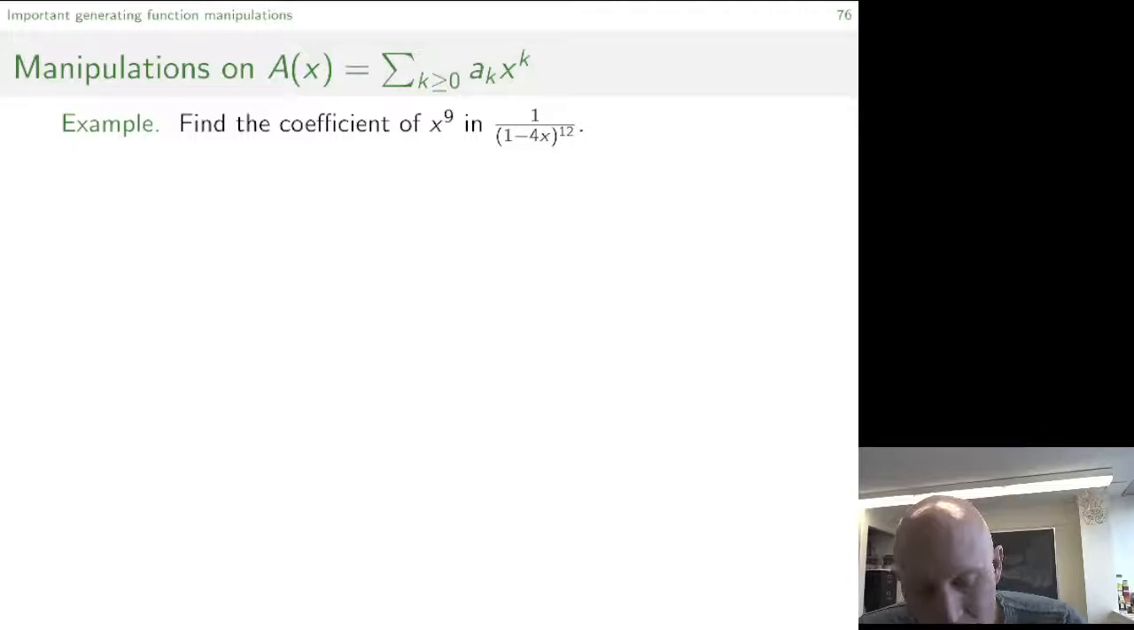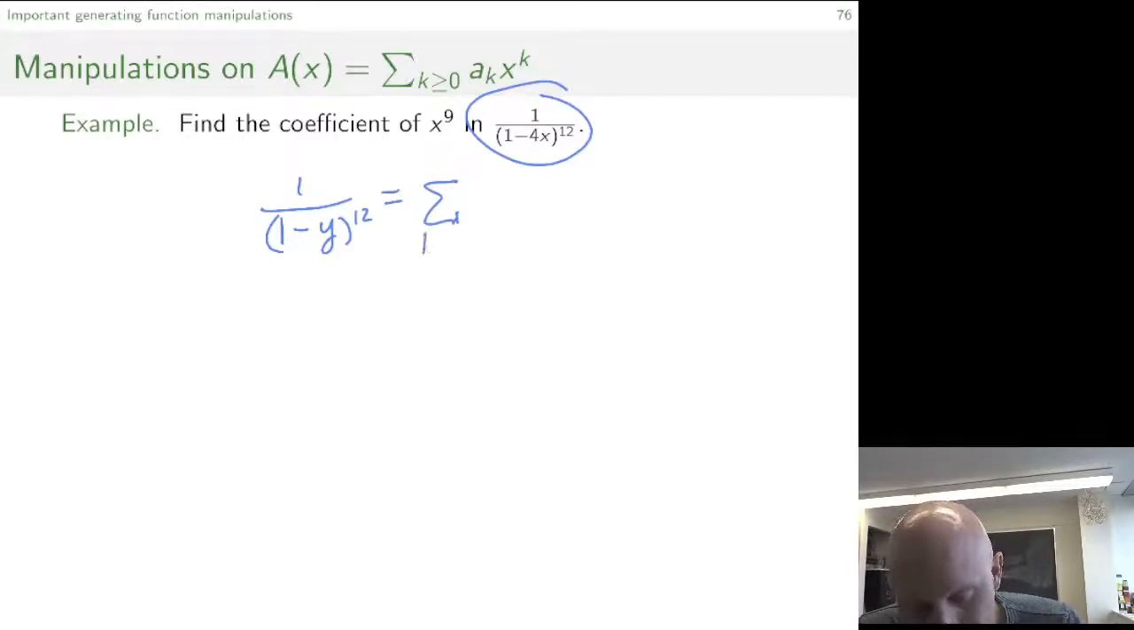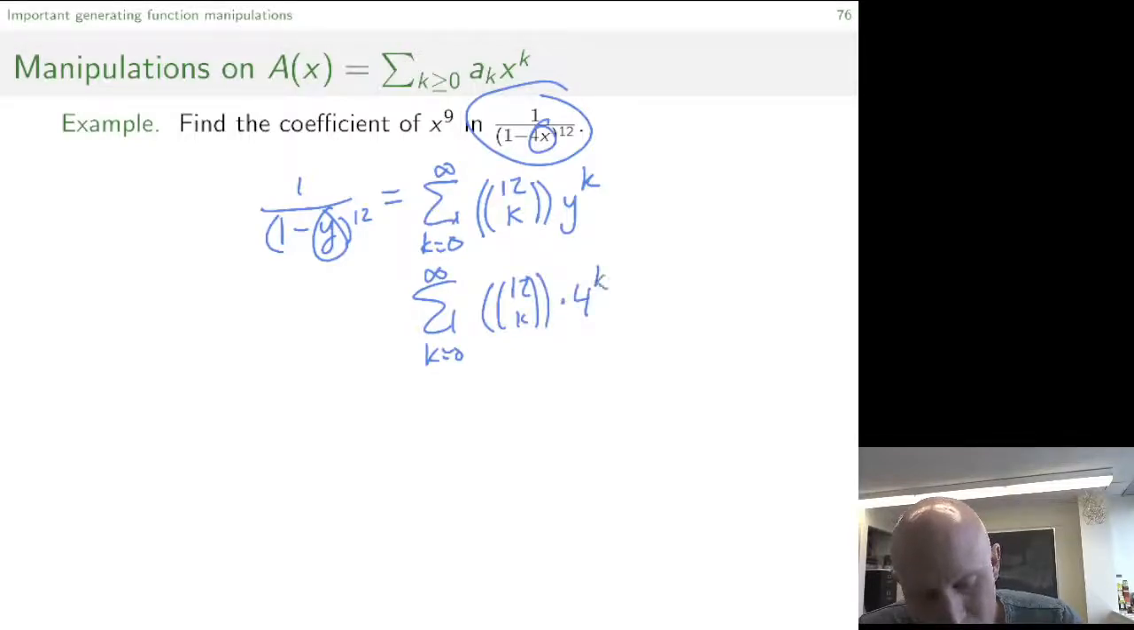Let's find the coefficient of x to the 9th in 1 over 1 minus 4x to the 12th power. Okay, so when we see 1 over 1 minus 4x to the 12th power, then we should think this looks like 1 over 1 minus maybe y to the 12th power. Now 1 over 1 minus y to the 12th power, we can write that from the previous page as the sum from k equals 0 to infinity of 12 multi-choose k, y to the k. Okay, so now if we replace this y by 4x, we see this is equal to the sum k equals 0 to infinity of 12 multi-choose k times 4 to the k x to the k.